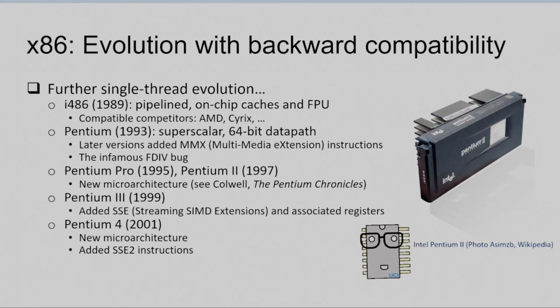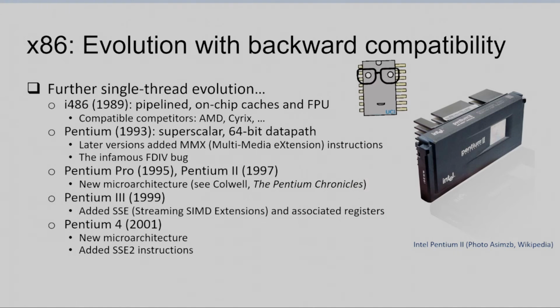And Intel was pretty much taking over the world. And after that, there was just a series of lots of single thread performance evolution. The 486 was introduced in almost the 90s. It was the first pipelined processor. Pipelining is going to be a very important topic in this course later, in a couple of slides.